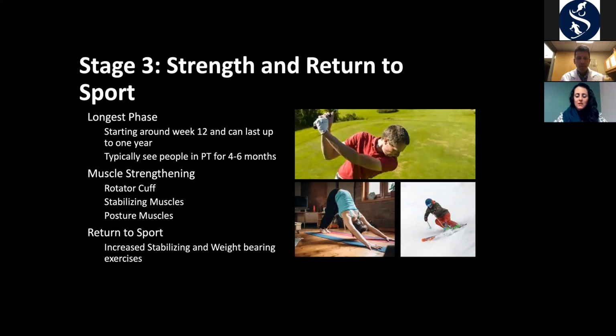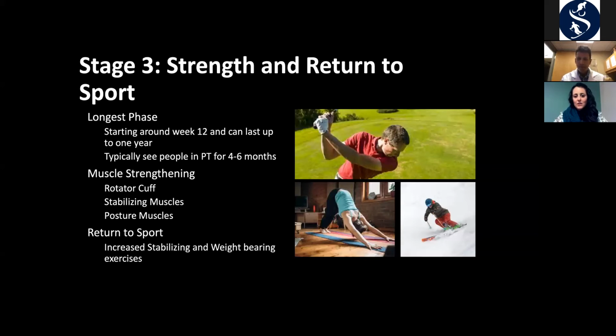And typically it can take up to a year to get your full strength back, but we'll see people in PT for 4 to 6 months, really working that strength and stability and making sure you can do all the sports that you're interested in doing in the future. So we do a lot more rotator cuff strengthening, really working those posture muscles, getting some stabilizing muscles going so that you can put some weight through your arms, you can ride a bike, do yoga, crawl around on the floor, whatever you need to do really.